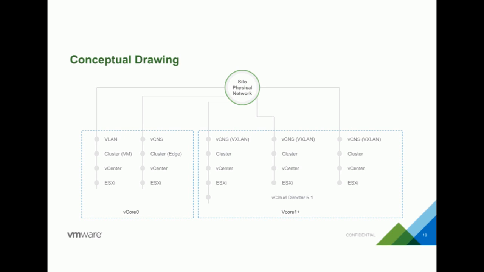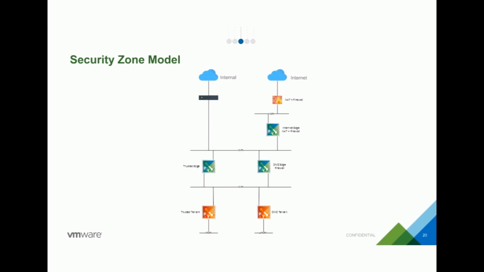So from a concept standpoint, it looks very similar to how we first started, but what we've done is in this compute cluster, where our resource capacity that we give the tenant is, it's still built on VCNS, but it's built on VXLAN-based networks.